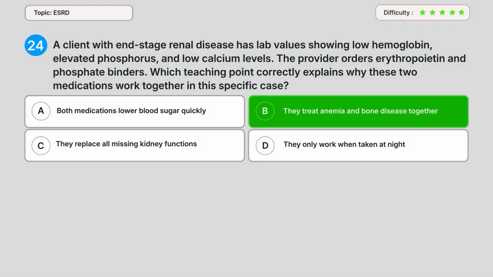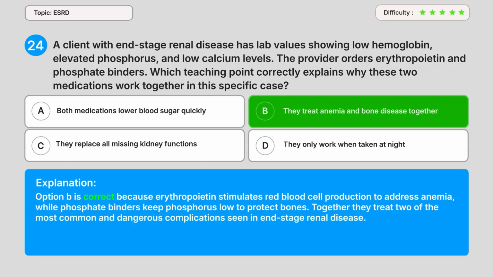Correct answer: B. They treat anemia and bone disease together. Explanation: Option B is correct because erythropoietin stimulates red blood cell production to address anemia, while phosphate binders keep phosphorus low to protect bones. Together, they treat two of the most common and dangerous complications seen in end-stage renal disease.